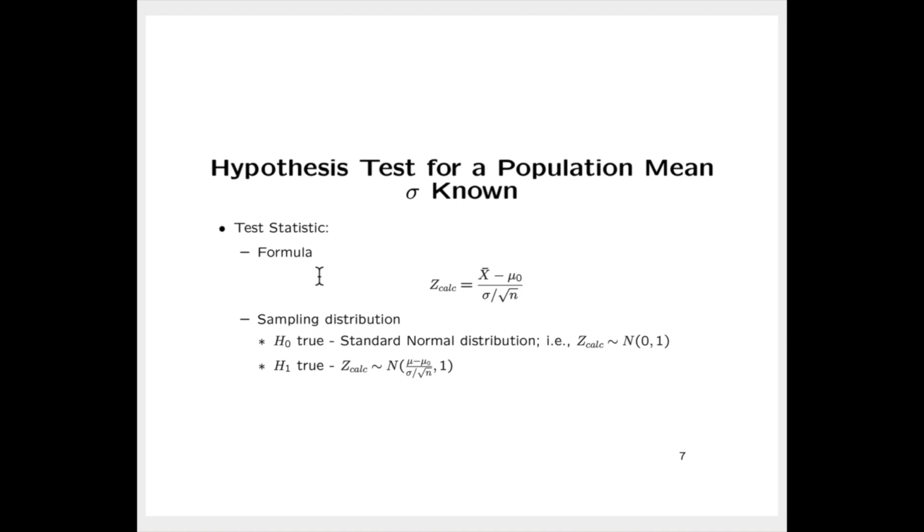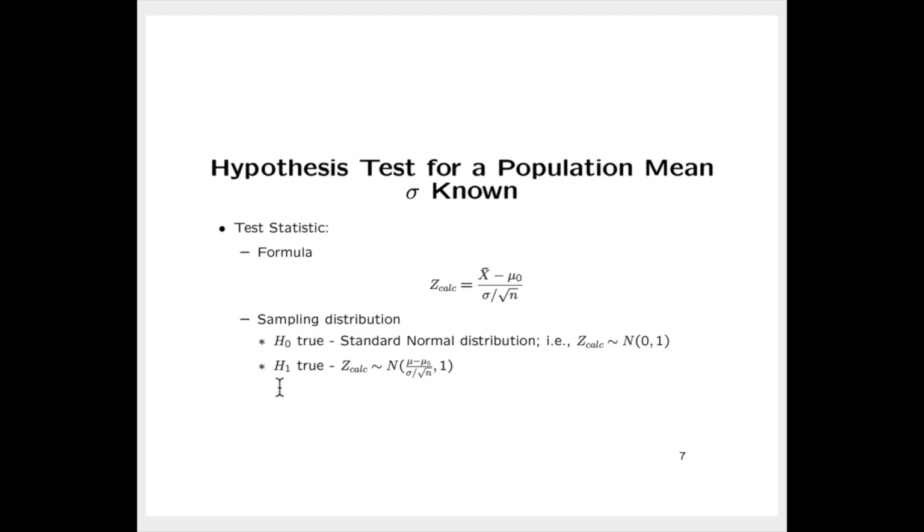Now, in order to use this test statistic in testing a hypothesis, we have to know how that test statistic behaves. In particular, we need to know how it behaves under the null hypothesis and also under the alternative hypothesis. That behavior is contained in its sampling distribution, so we need to know what the sampling distribution looks like under those two scenarios. So for this situation, if the null hypothesis is true, then the sampling distribution of z-calc is standard normal. In other words, z-calc has a normal distribution with a mean of 0 and a standard deviation of 1.